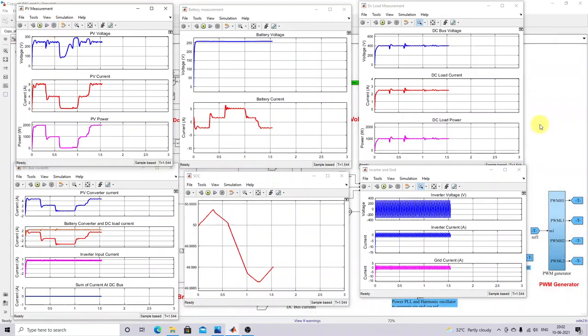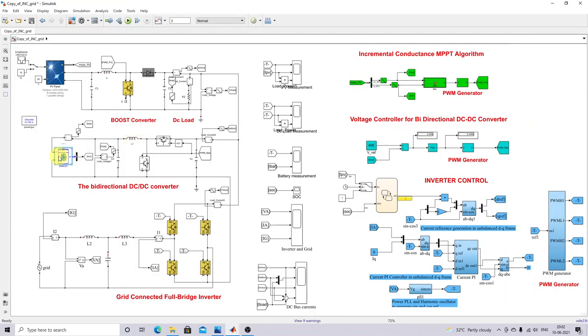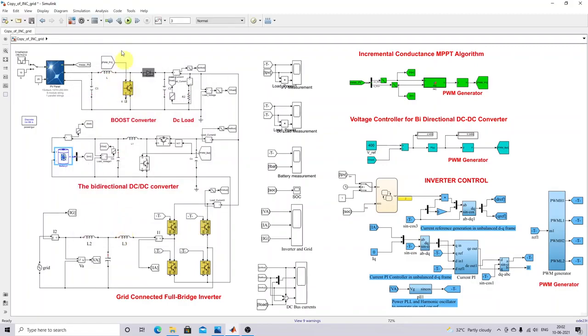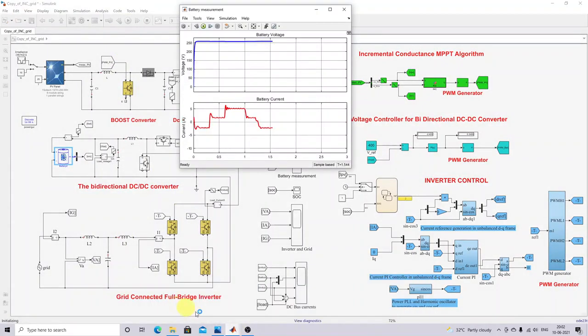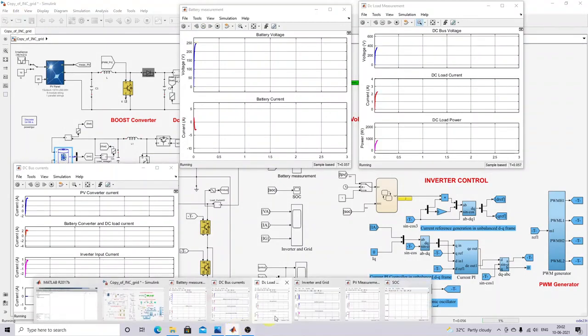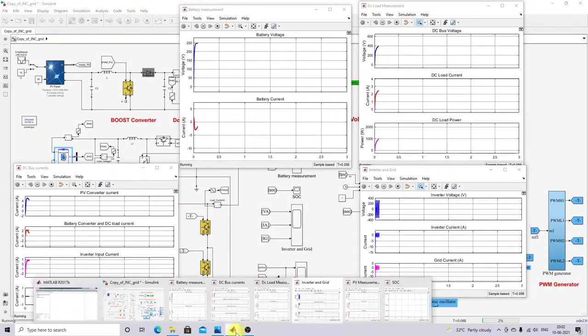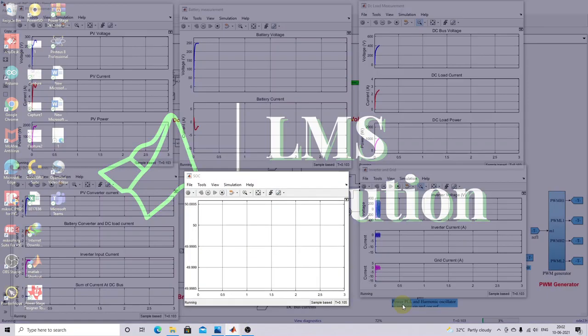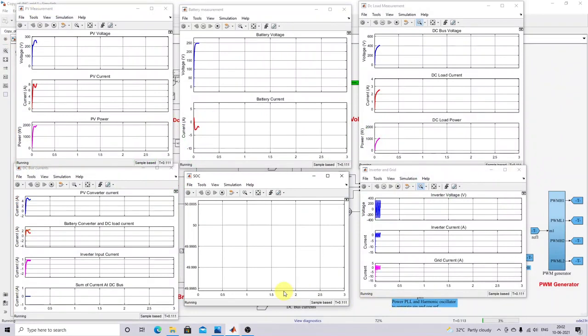Suppose I'm going to fix the battery percentage at less than 10%. For example, I'm going to fix 9.998. Next we have to see the response of the system. The irradiation is maintained initially at 1000 watts per meter square. After 0.2 or 0.3 seconds, it changes to 500.